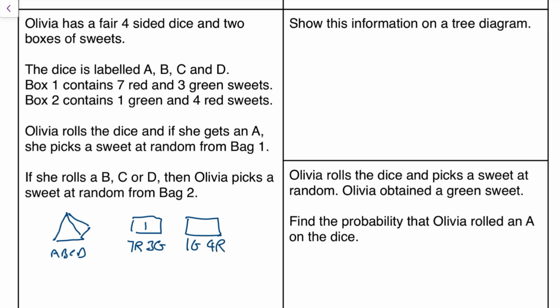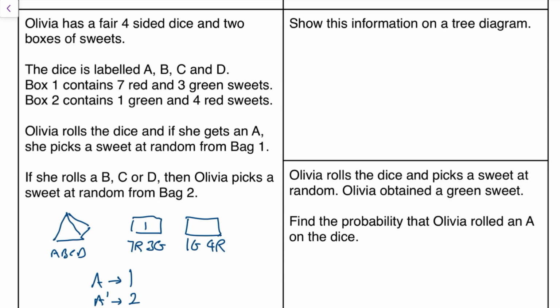Olivia rolls the dice, and if she gets A, she picks a sweet from bag 1. So A is to bag 1. If she rolls B, C, or D, she picks it from bag 2. And then what does it want to do? So show this info.